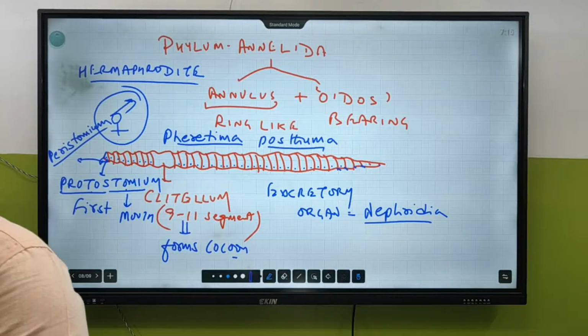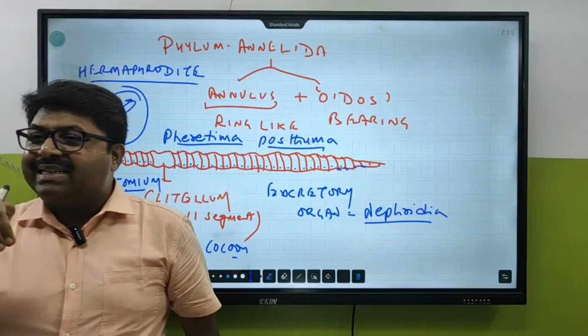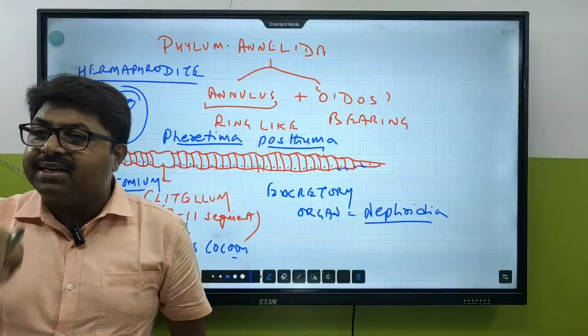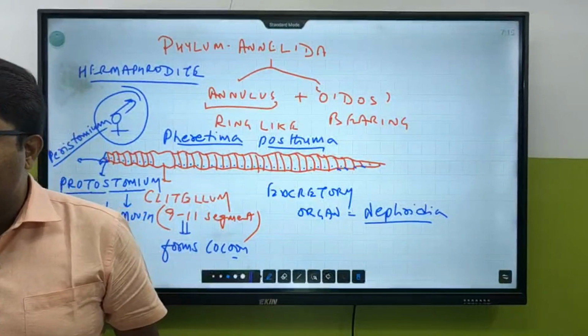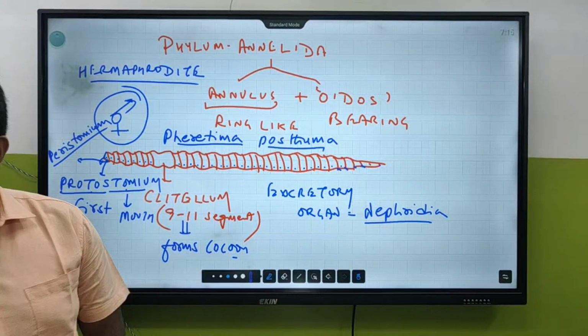Peristomium. Prostomium is the first segment. And there is a wedge-like structure that projects out where they dig the soil. And that is peristomium.